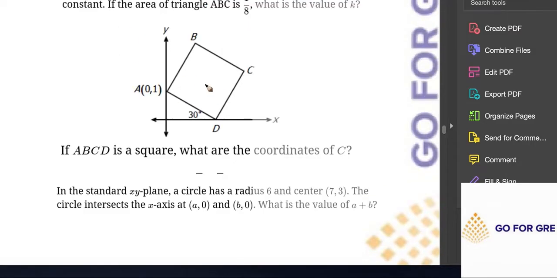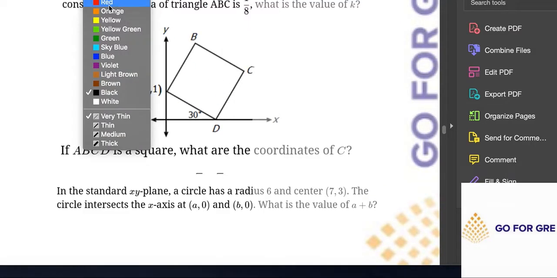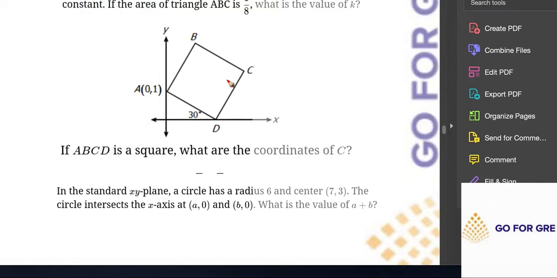Now look at this question. It's beautifully constructed. If ABCD is a square, what are the coordinates of point C? We have to reach it. Now he's told us the information that this side is 1, this angle is 30, here it is 90, and it must be 60. So we have to apply 30, 60, 90: x, x under root 3, 2x. So it means this one is 1 under root 3. So up to this point it is (1 under root 3, 0).